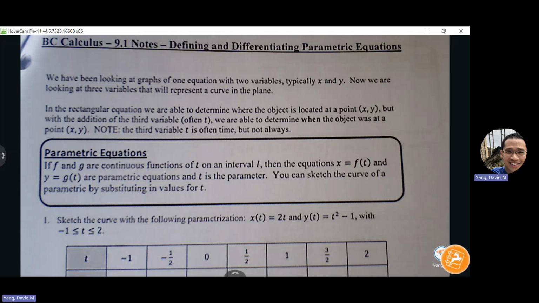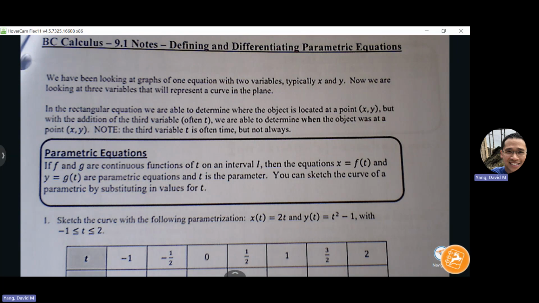Okay, so we've been looking at graphs of one equation with 2 variables, typically x and y. Now we are looking at 3 variables that will represent a curve in the plane. So in the rectangular equation, we're able to determine where the object is located at points x, y. But with the addition of a 3rd variable, often it's going to be a variable t, that stands for time, we're able to determine when the object was at that point. The 3rd variable is oftentimes t, but it's not always. But for us, a lot of times we're going to see a t. So it just basically gives us additional information about our graph.